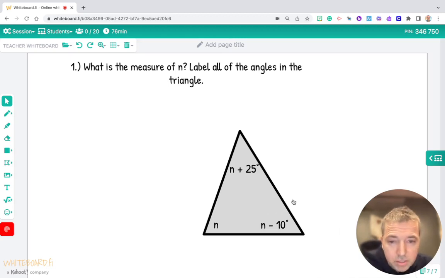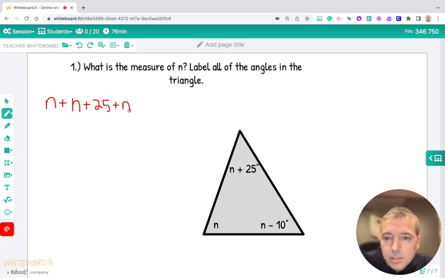So we have to definitely set up an equation here, right? We know that these three angles together are going to make 180 degrees. So we can say that n plus n plus 25 plus n minus 10 has to make 180, right?